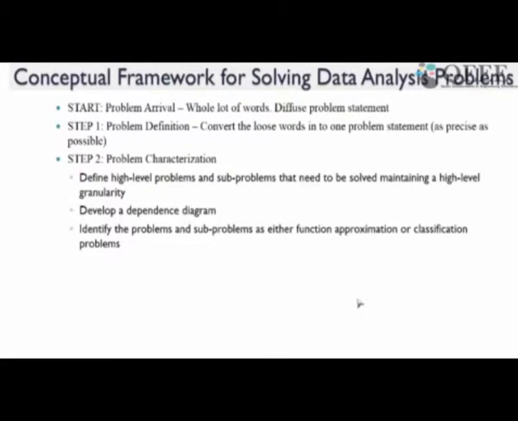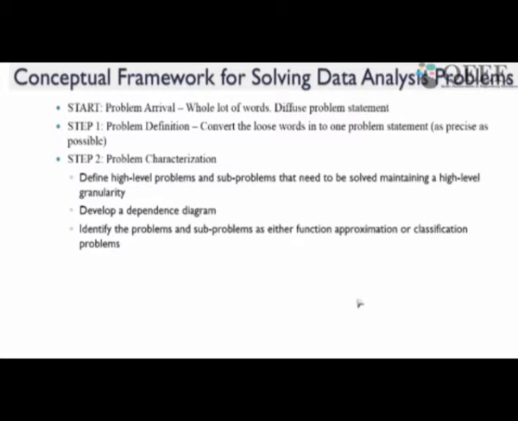So this is the conceptual framework for solving data analytics problems. We have divided it into 6 steps, and it is an iterative process. The first step is problem arrival, where we have a whole lot of words and we don't know what exactly we can do. The problem statement is kind of diffuse: somebody, a client, comes to you and gives you data, and they ask, what can be done with this data? There are several things that we can do with that data. We have to actually figure out what could be done.